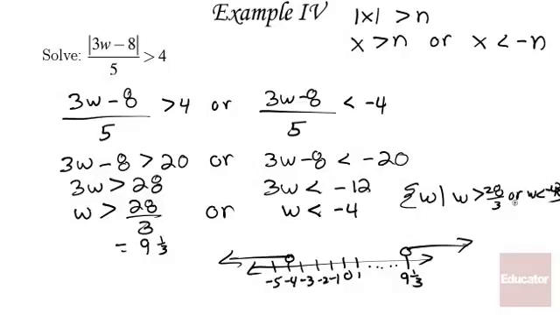So recognizing that this is in the general form, the absolute value of x is greater than n, I rewrote this as 3w minus 8 divided by 5 is greater than 4, or the same expression is less than -4. Solving each one, and the solution set is the union of the solution sets of those two inequalities.